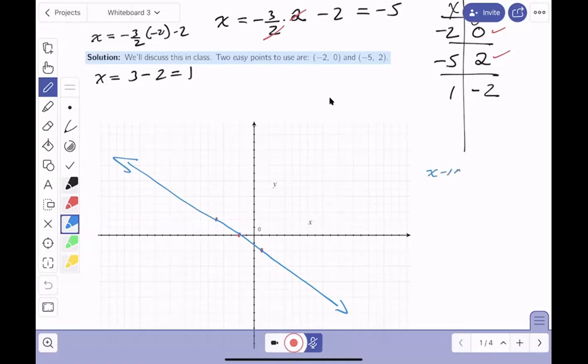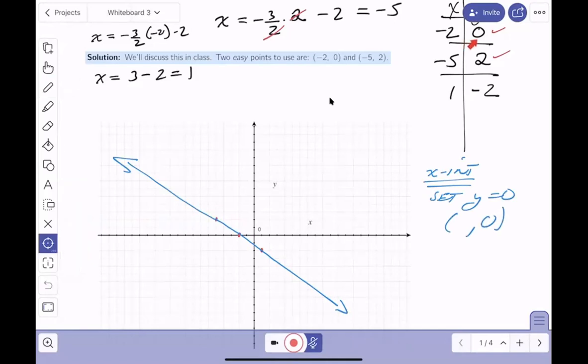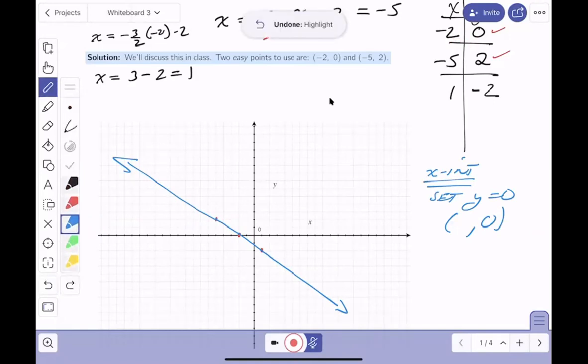X-intercept. How to get an X-intercept? Set y equal to 0. Let me put that down for you. And you know what? I see that in my table. It's -2. Oops, sorry about that. Let me get the y-intercept. I set x to be 0.